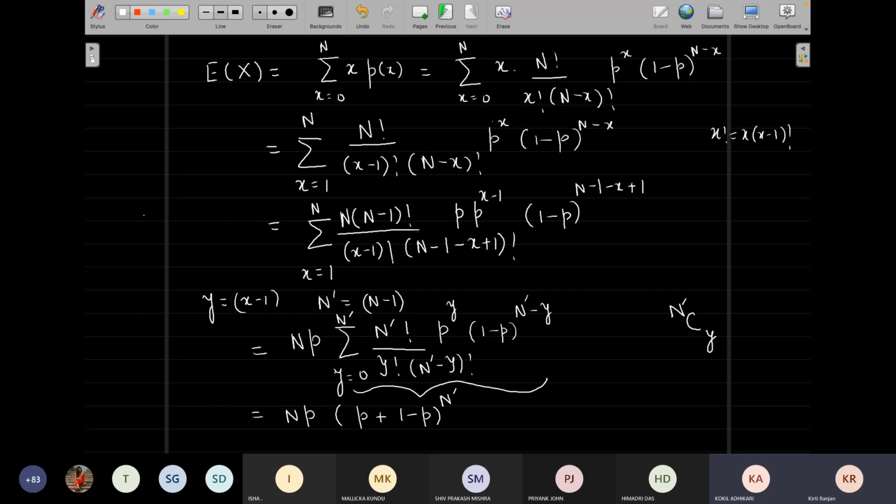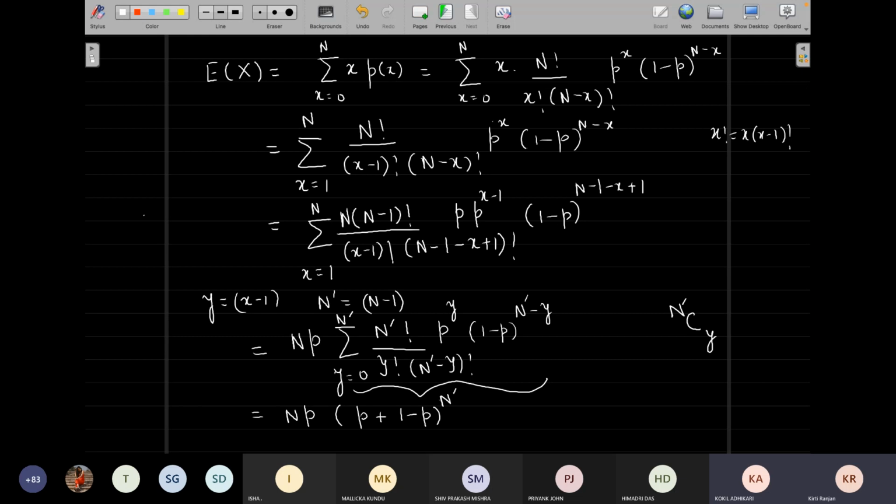So this is the reason why I have written everything in terms of n into n minus 1 and x into x minus 1. Wherever n was coming, I was converting to n minus 1, and wherever x was coming, I was converting to x minus 1, so that I basically use the property of the binomial expansion. And since n was greater than or equal to 1, at least one trial, this n prime should be greater than or equal to 0.